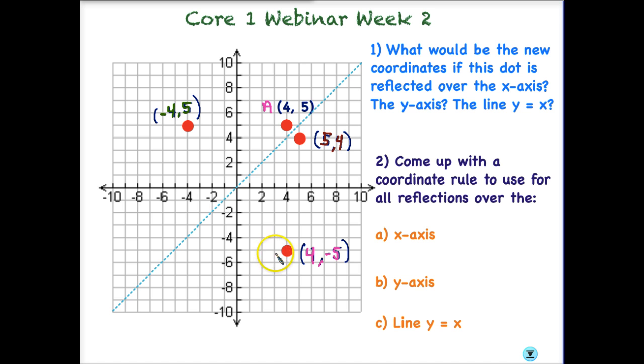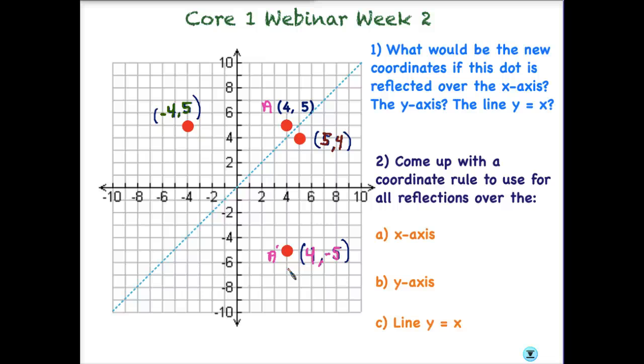We'll call this A prime, which means it's reflected. So what's different about the coordinates? Type for me what's different. Good. So the 5 is negative.